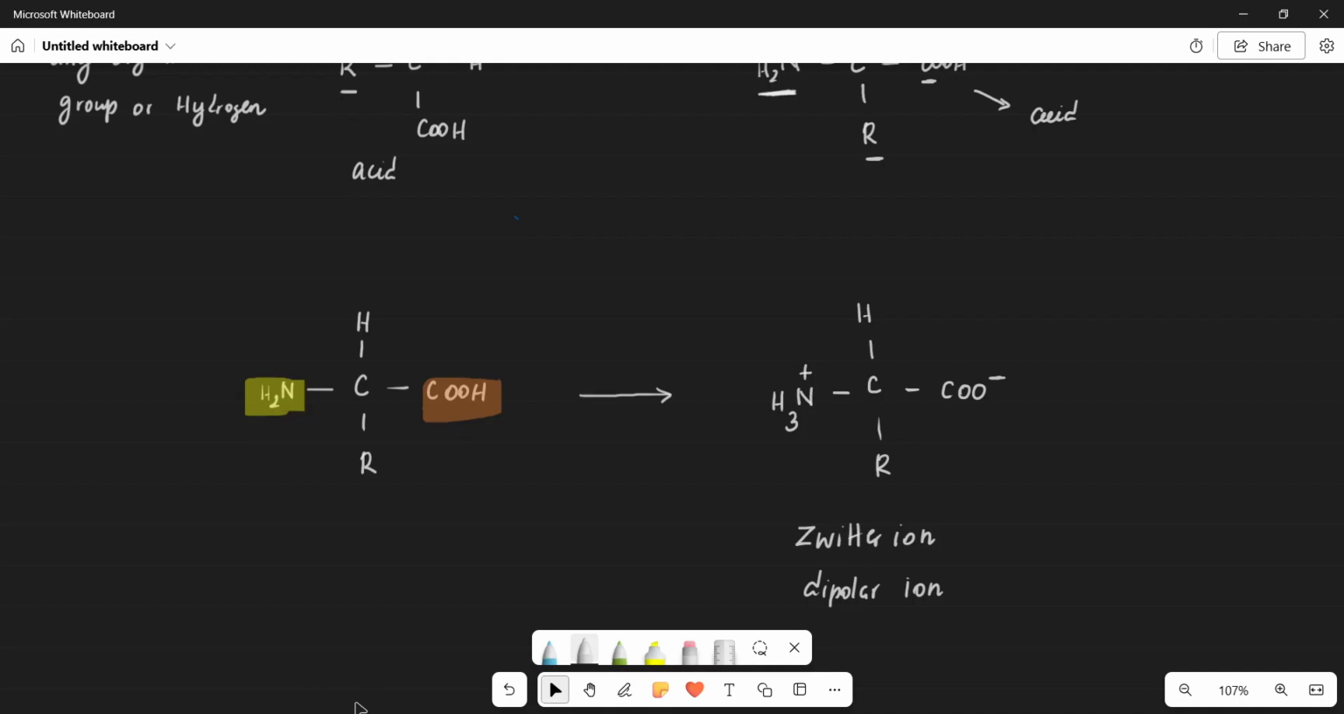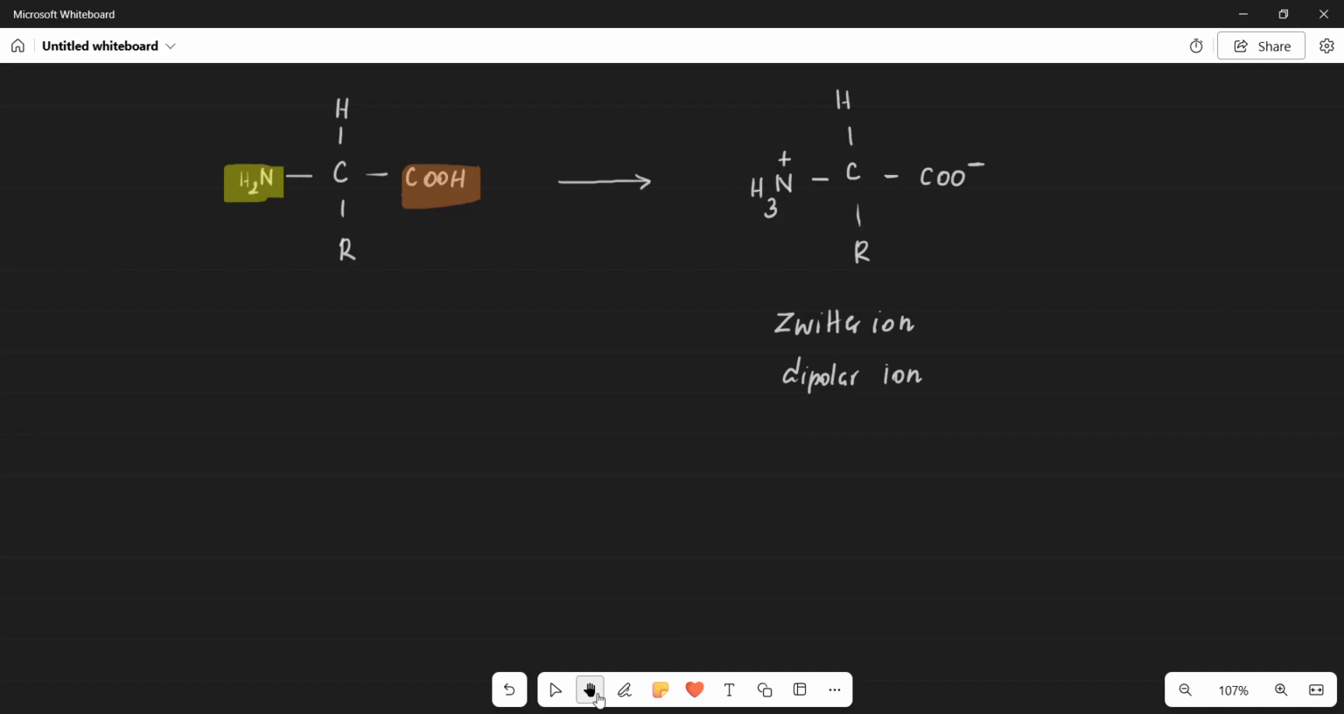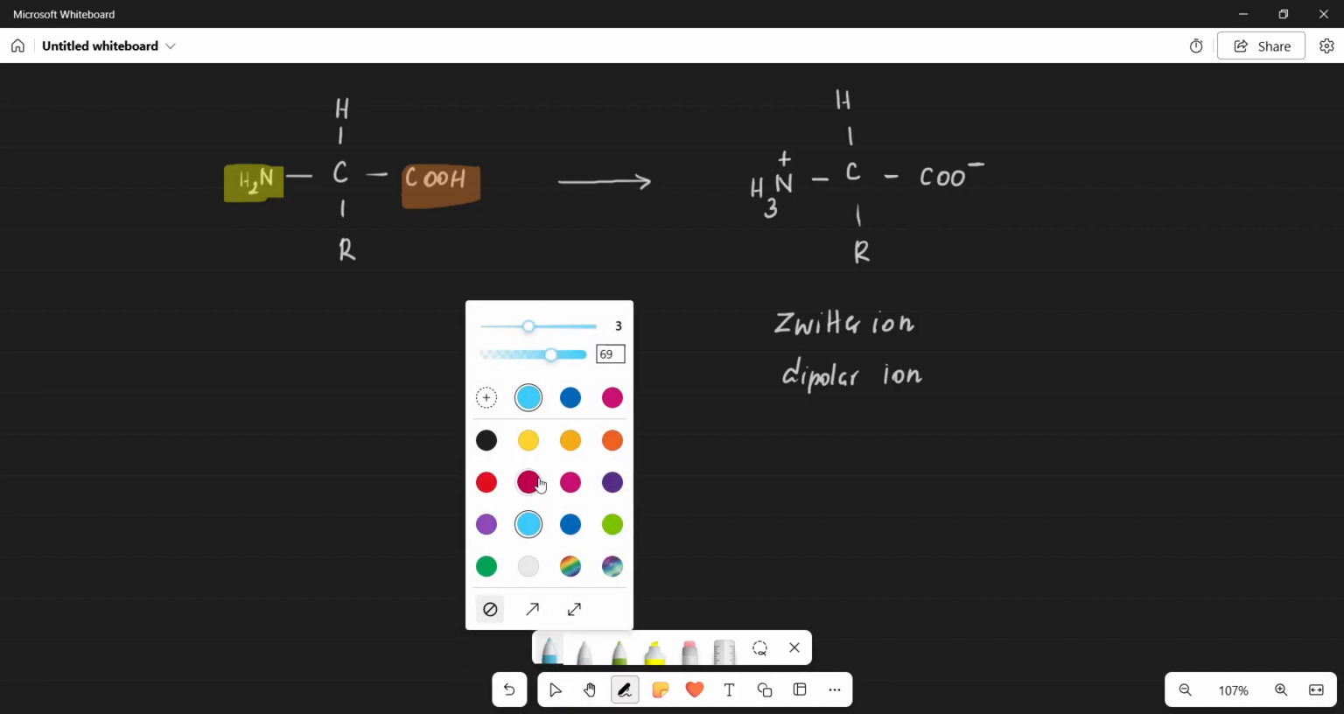So we need to know how to draw the structures of zwitterions for different amino acids. So we'll try to draw that. First, let me give you a specific example of amino acids. I'll take one amino acid.